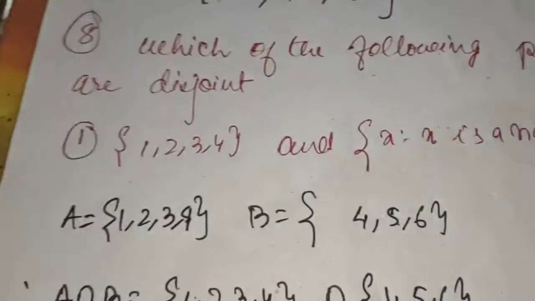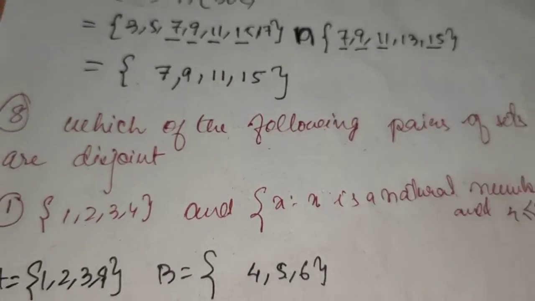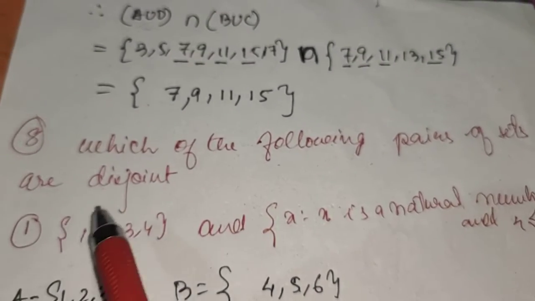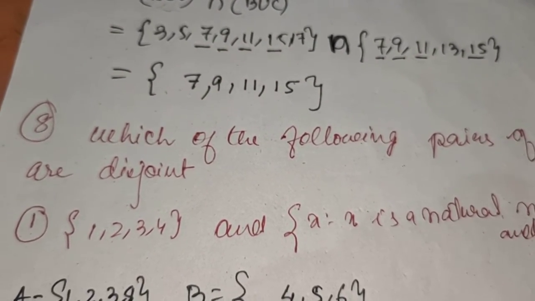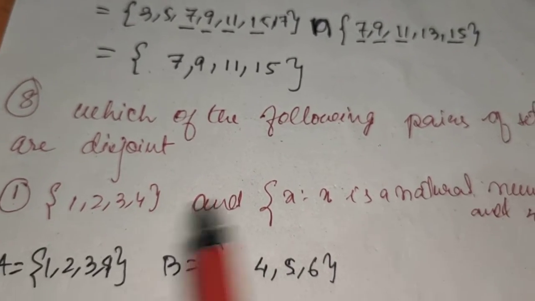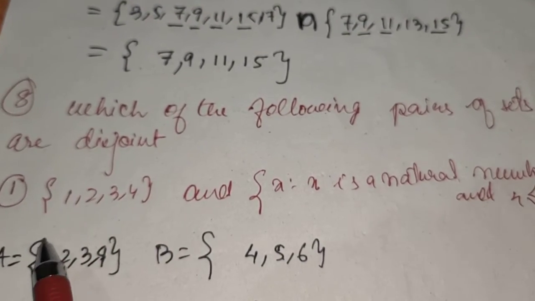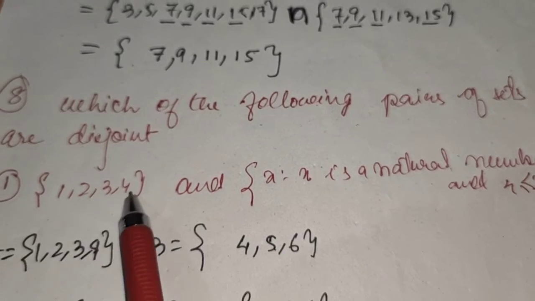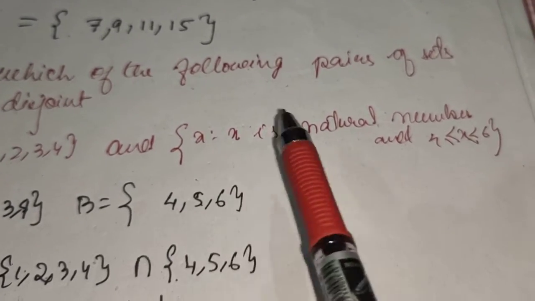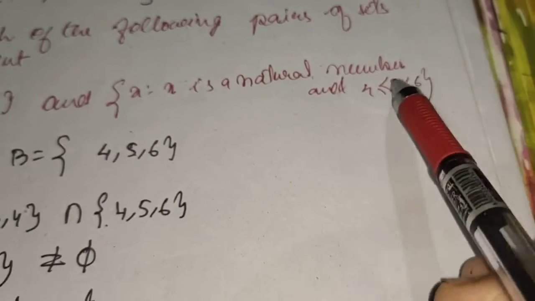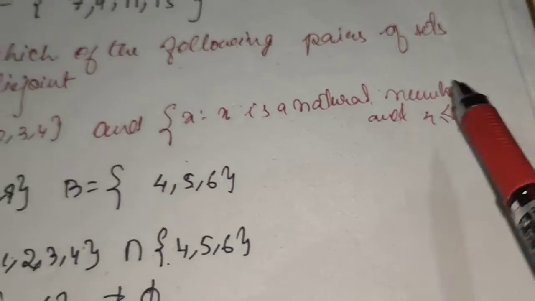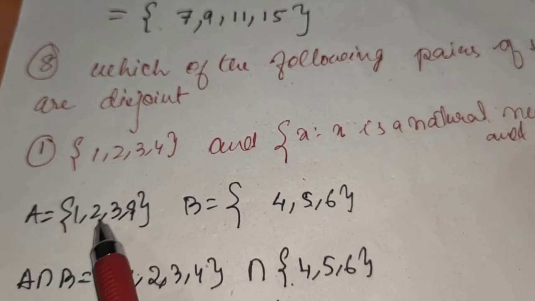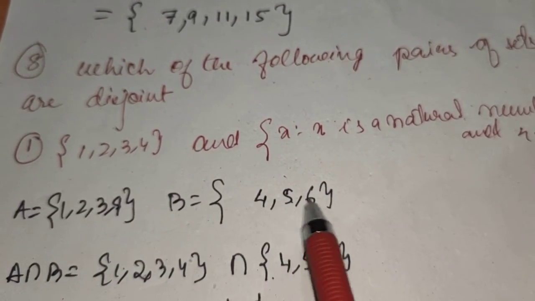Now let us go to question number 8. Question number 8 says which of the following pairs are disjoint sets. So there are 2 or 3 or 4 parts. I choose only 2. So first one is part 1 of question number 8. It is given that A is 1, 2, 3, 4 and B is x such that x is a natural number and x is in between 4 and 6 including 4 and 6. So here A is 1, 2, 3, 4 and B is 4, 5, 6.